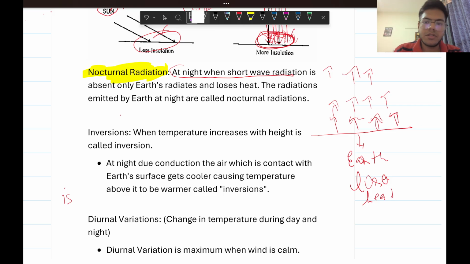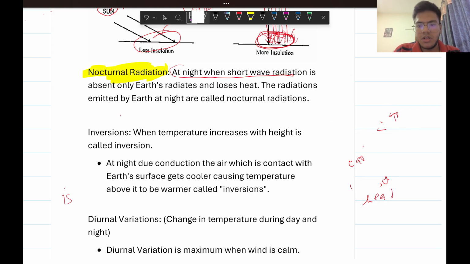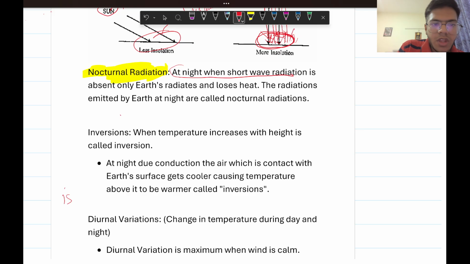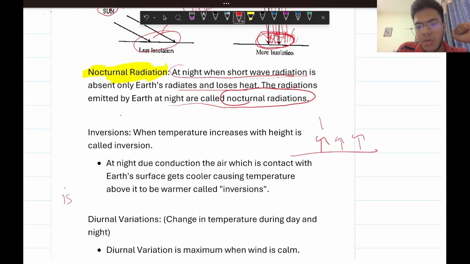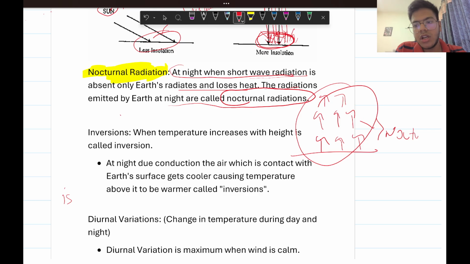Okay, we'll see the definition. At night, when shortwave radiation is absent, only Earth radiates and loses heat. We have discussed that because the sun is not there at night, there are only long wave radiations, or you can say them as terrestrial radiations or Earth radiations. Okay, these radiations emitted by Earth at night are called nocturnal radiations. The radiations which are emitted by Earth during night time are known as nocturnal radiations.